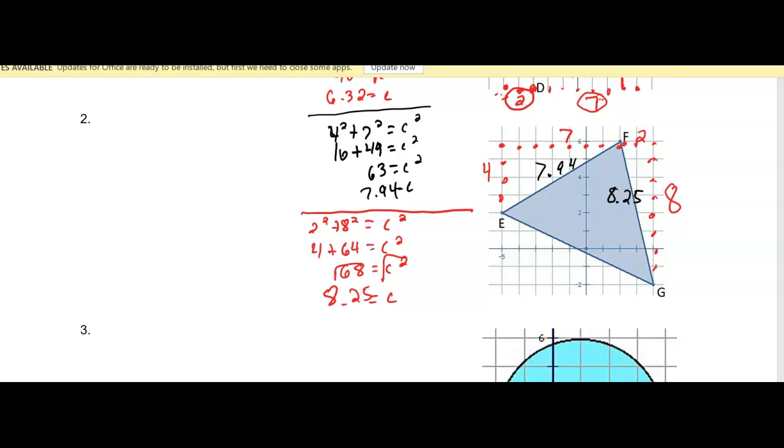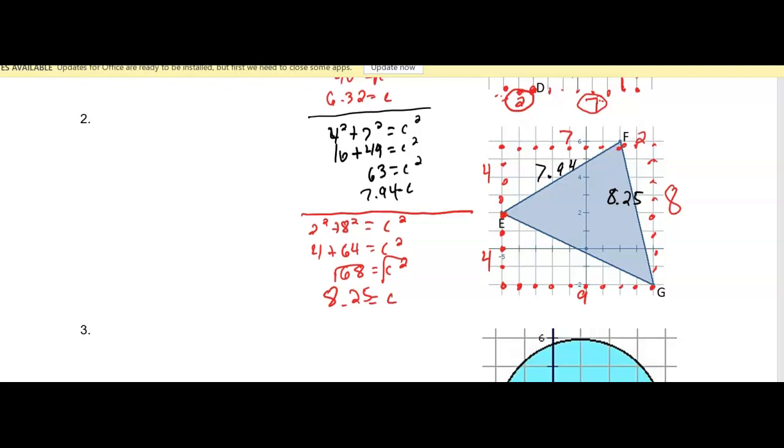Last one is from E to G. So I'll go from E to G. I'm going to go down 1, 2, 3, 4. And then, let me mark that, 1, 2, 3, 4, 5, 6, 7, 8, 9. These are unique. We haven't done a right triangle yet with a length of 4 and a length of 9. So this is one we'll set up.